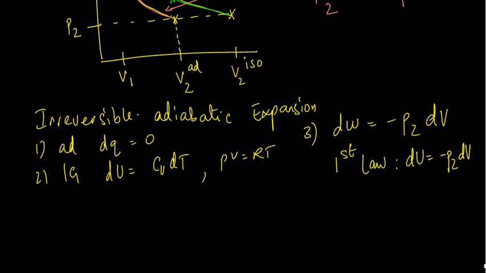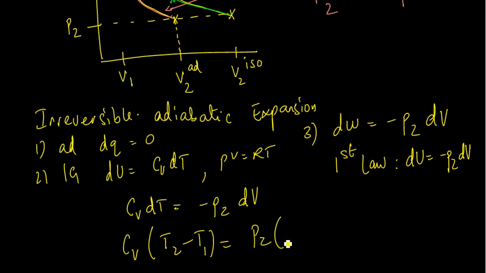With all these equations that are there, we again get the same thing. Cv dT is equal to minus P2 dV. Now P2 is just a constant. It's just the external pressure, the final external pressure. Right. I integrate the thing. What I get is Cv (T2 minus T1) is equal to minus P2 (V2 minus V1). Okay. Don't get much information out of this, so let's try to rearrange some things.